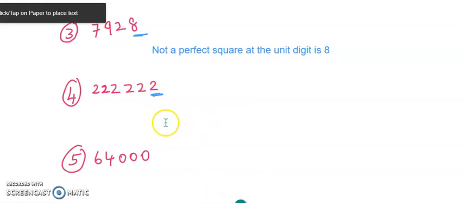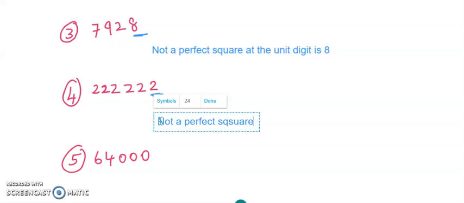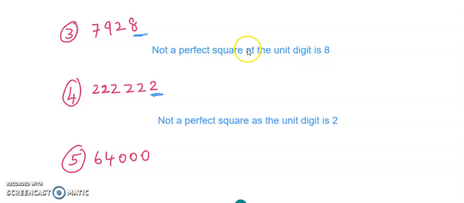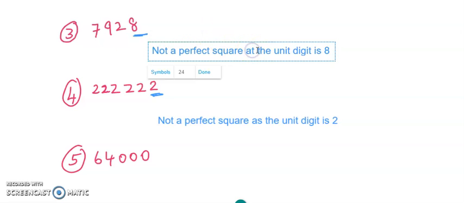Next, what's the last digit? 2. So again, it's not a perfect square. Sorry, as the unit digit is what? 2. Okay, I made a mistake there. Let me just correct it, please.